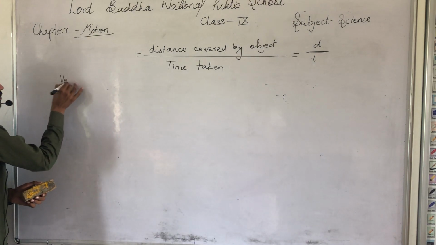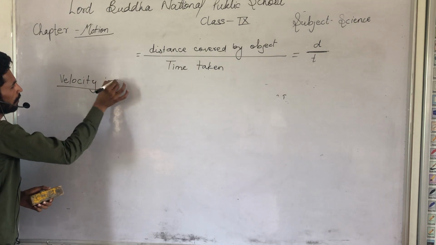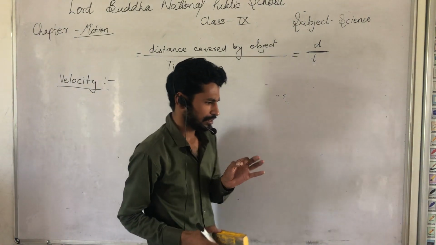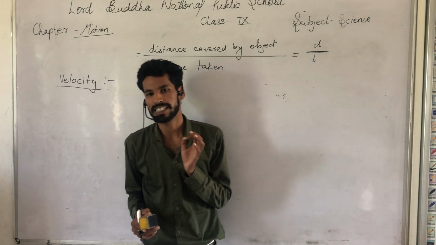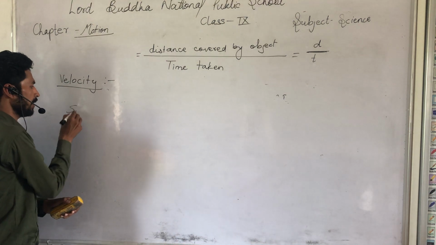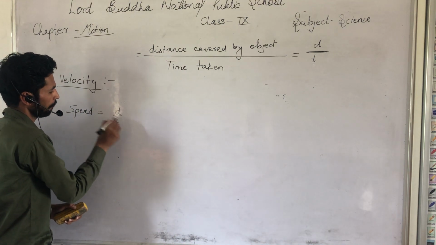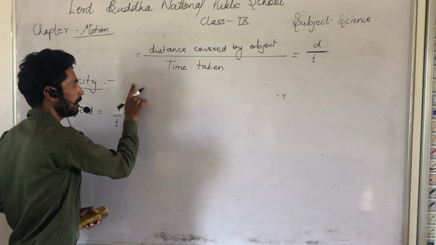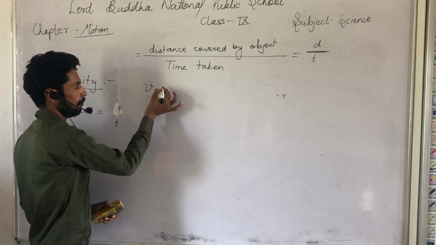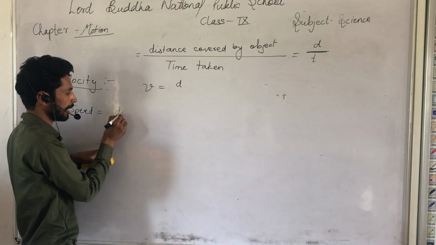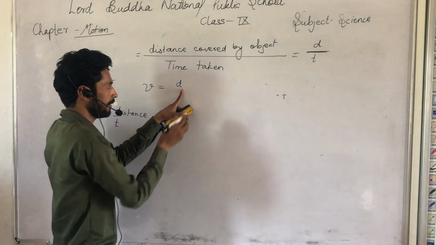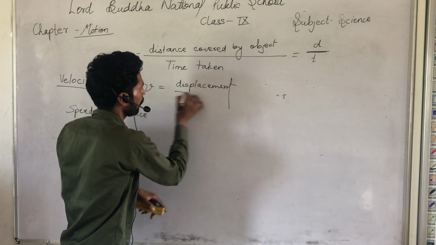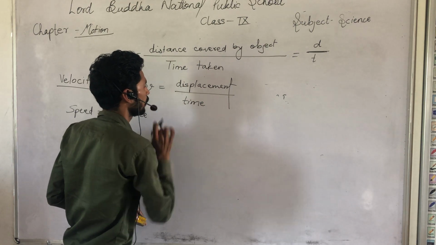velocity. It is a physical quantity like speed, because there is very little difference between speed and velocity. Speed equals distance upon time, but velocity, which can be denoted by v, is v equals, in place of distance, we will take displacement. Displacement per unit time is called velocity.